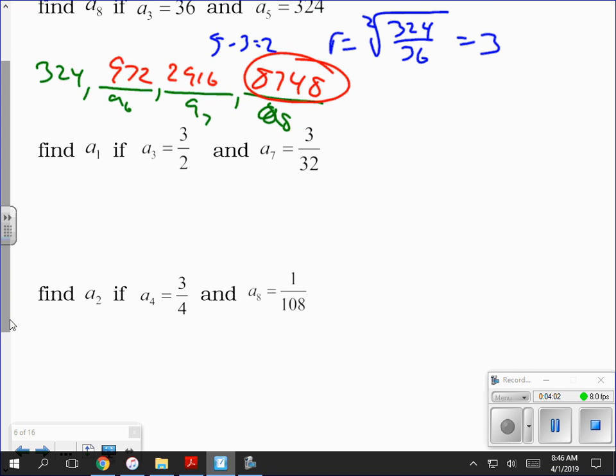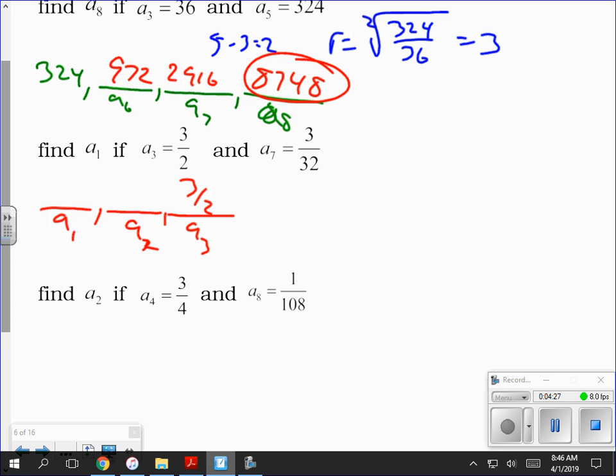Okay, so let's go through doing this one here. Same idea. I'm looking for the first term, but I'm actually given the third term. So I need to find R, and then I need to go backwards, divide by 3 each time. That's what I'm trying to do. I'm trying to get to the first term. I want to go backwards. I'm going to divide by 3 each time.